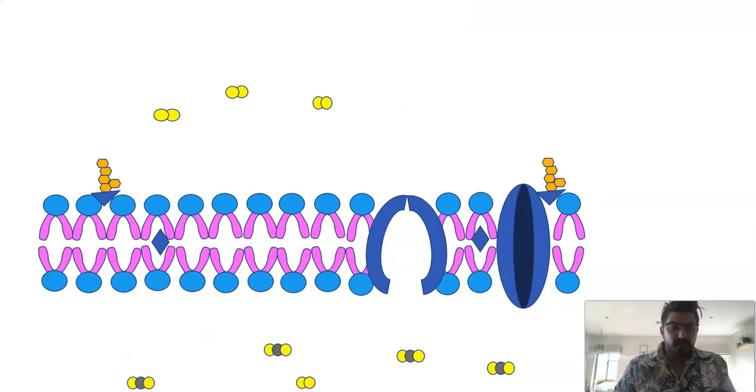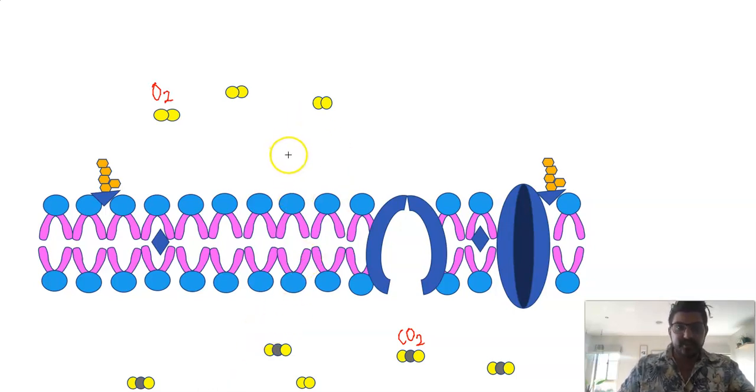And they do this because oxygen and carbon dioxide, whoopsie, I erased that too early, so I'll put that back on there, O2 and CO2, exist in different concentrations on either side of the barrier, on either side of the cell membrane. This difference in concentrations is what we refer to as the concentration gradient.